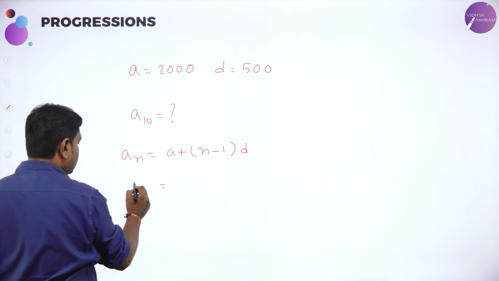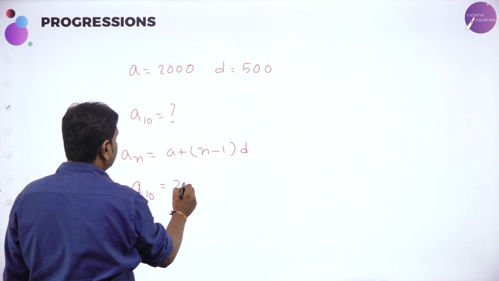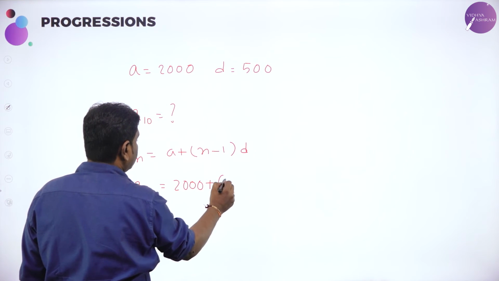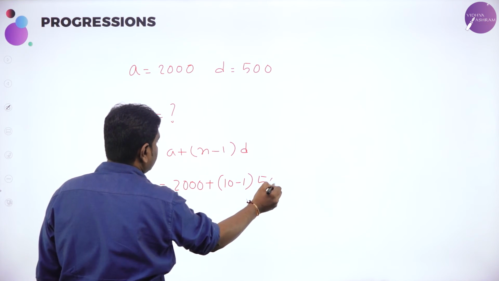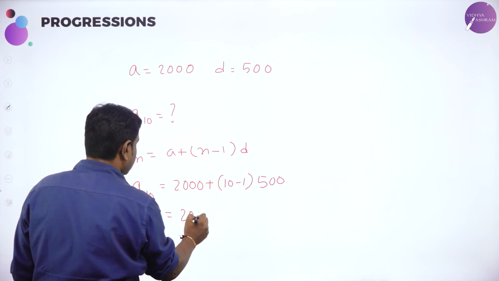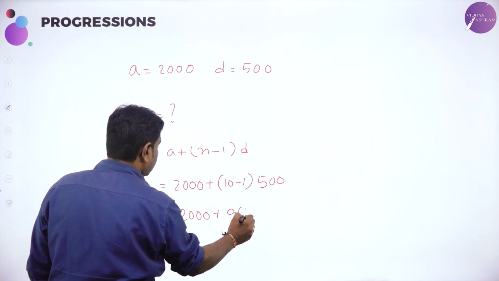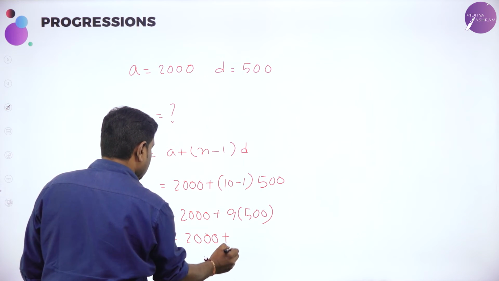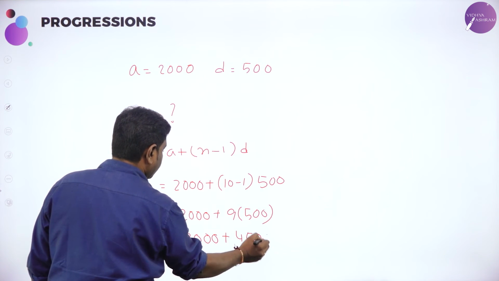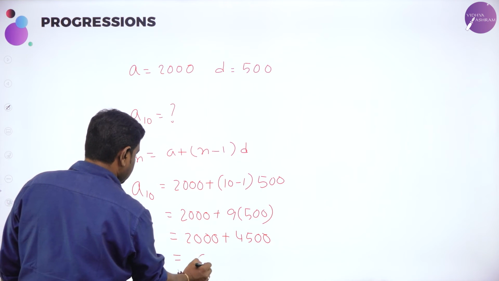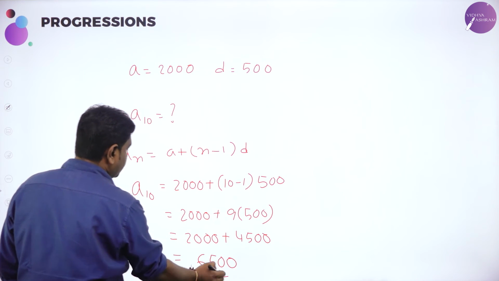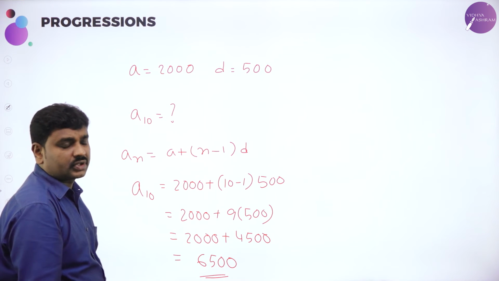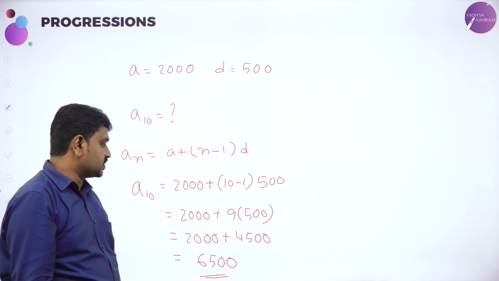A10 is A, which is 2,000, plus N is what? 10 minus 1 into common difference is 500. So 2,000 plus 9 into 500. 2,000 plus 9 5s are 45, 4,500. So it will become 6,500. 10th year its value is 6,500.